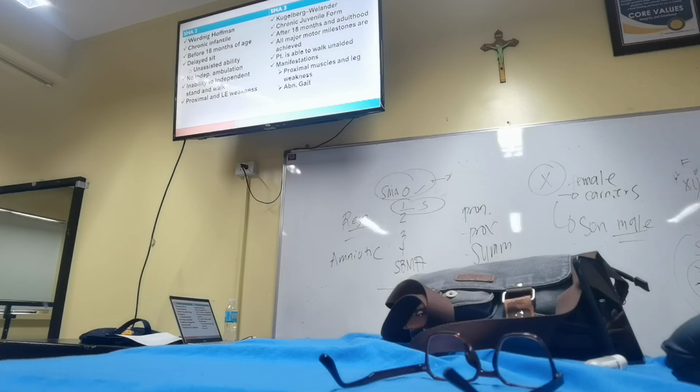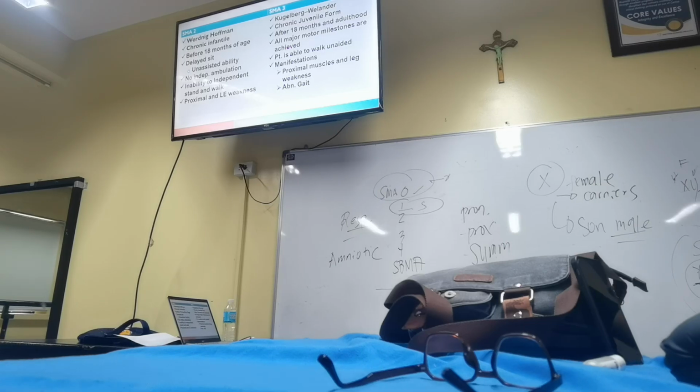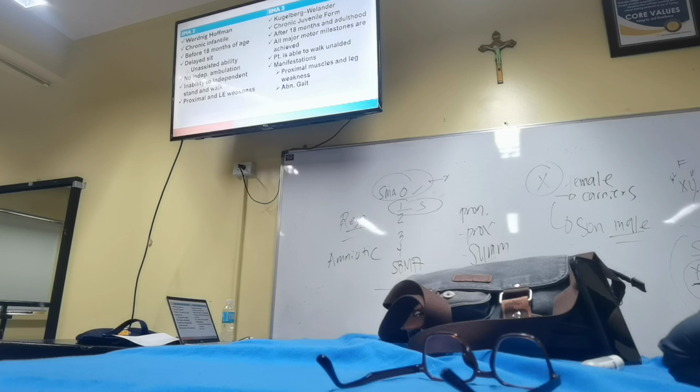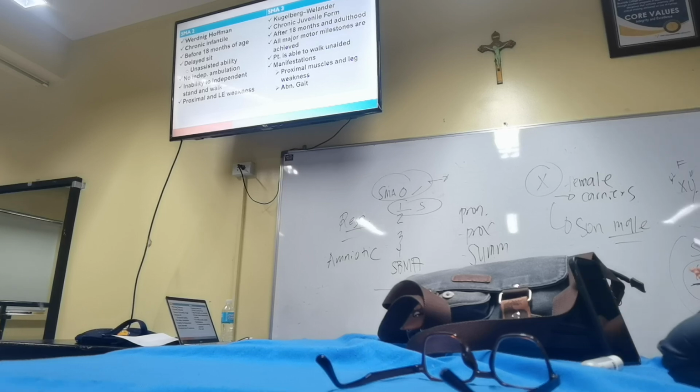Let's proceed with SMA 3. What's the other name of SMA 3? Kugelberg-Welander or chronic juvenile form. Do you get what I mean? SMA 2, chronic infantile. SMA 3, chronic juvenile. Now, the onset. If the SMA 2 is before 18 months, the SMA 3 is after 18 months. Is that clear? Okay.